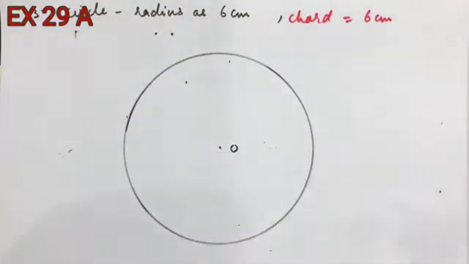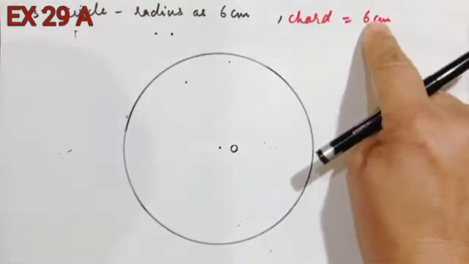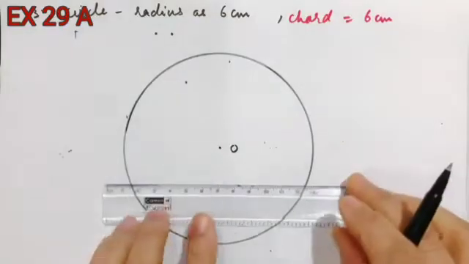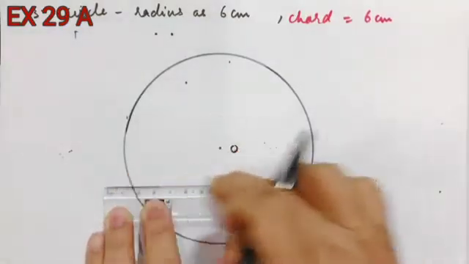However, we are not asked diameter over here. They say that draw a chord equal to 6 centimeter. Now what is this chord? So what is a chord? A chord is a line, any line, which cuts the circumference at 2 points.